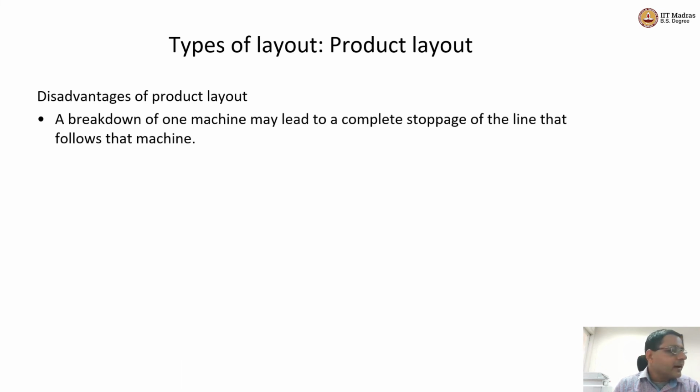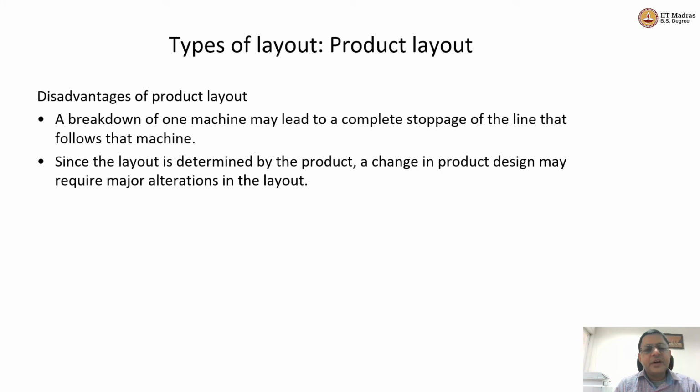Okay. Secondly, since the layout is determined by the product, any change in the product design, we will have to make a new layout, right? This particular layout will correspond to one particular sequence of operations. If you change the sequence of operations, then the layout has to also change. The layout has to be newly built. Okay, obviously.